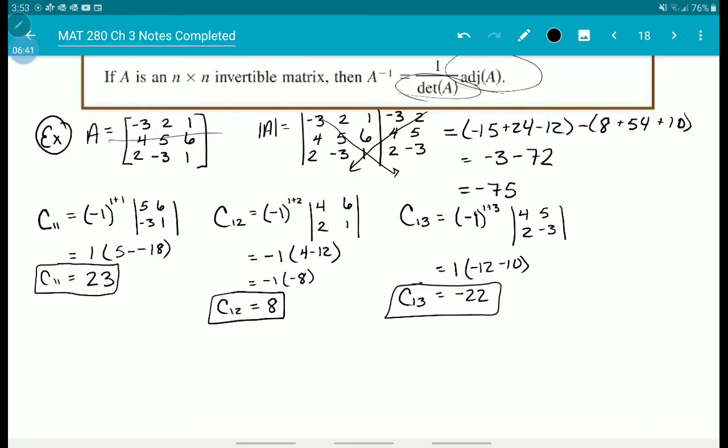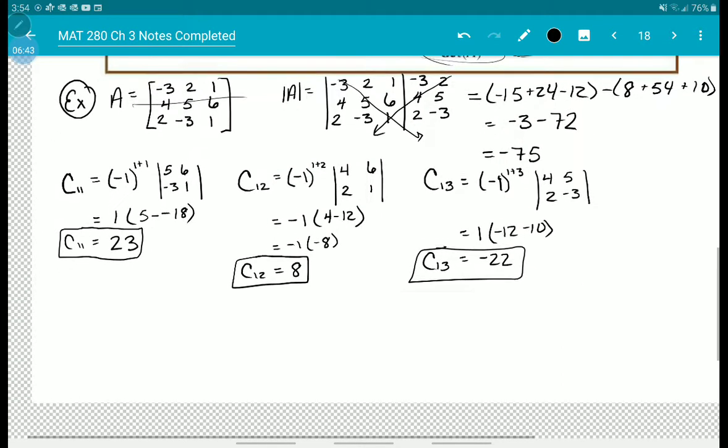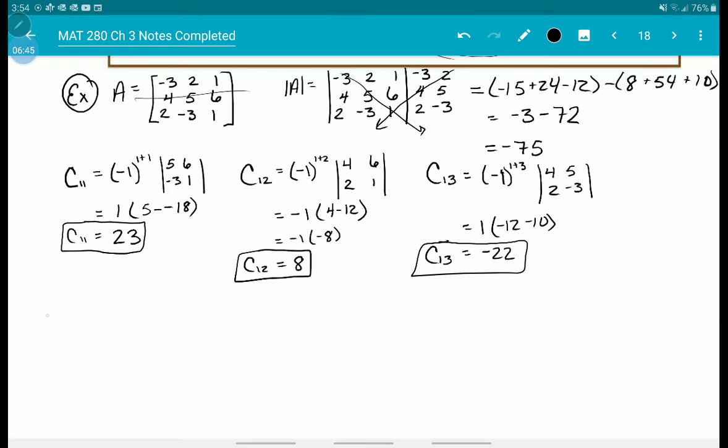Now we've got to go along the second row. So C21. It's negative 1 to the 2 plus 1, second row, first column, times the determinant 2, 1, negative 3, 1. Negative 1 cubed is a negative 1. 2 minus negative 3, we're going to get negative 5.